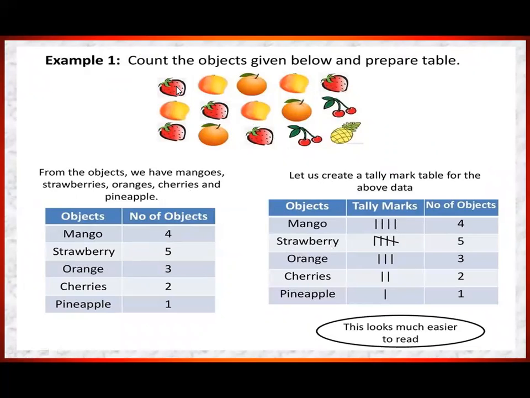Strawberries are 5: 1, 2, 3, 4, 5 strawberries are there. Cherries are 2. Pineapple is 1. And you have 3 oranges. So this is how you draw your tally and then write the number of objects. This number of objects is called the frequency, the number of times each data occurs.